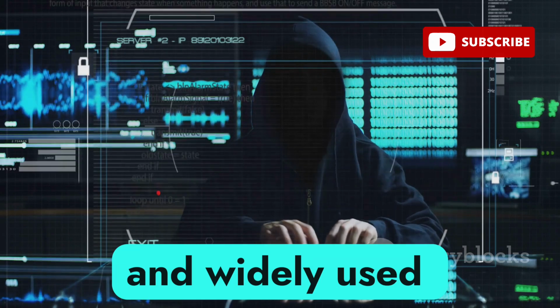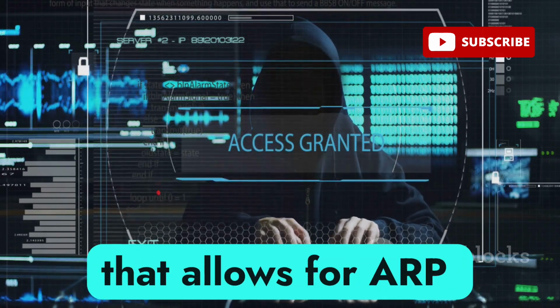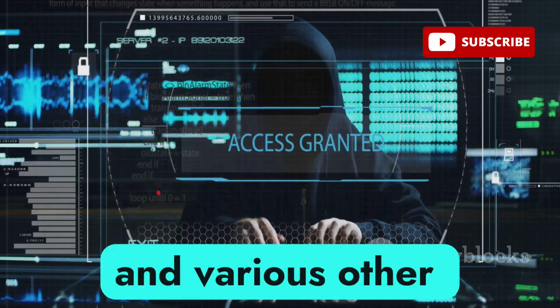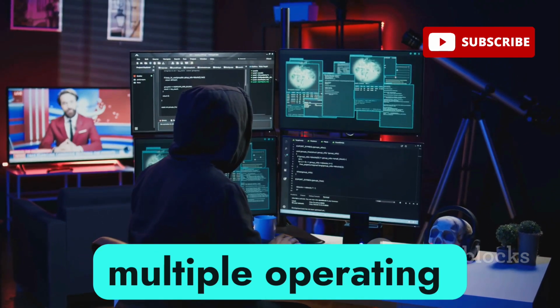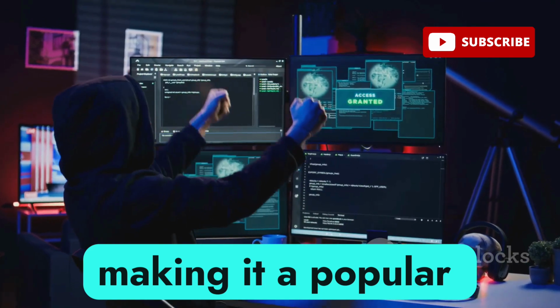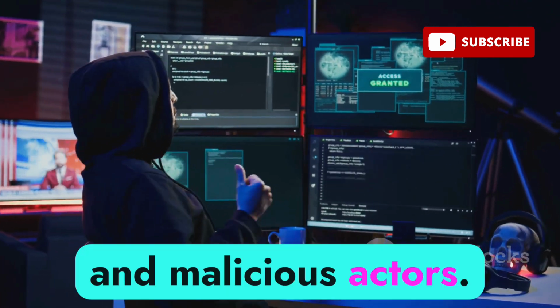Ettercap is a versatile and widely used network security tool that allows for ARP spoofing, traffic sniffing, and various other attacks. Ettercap offers a user-friendly interface and can be used on multiple operating systems, making it a popular choice for both ethical hackers and malicious actors.